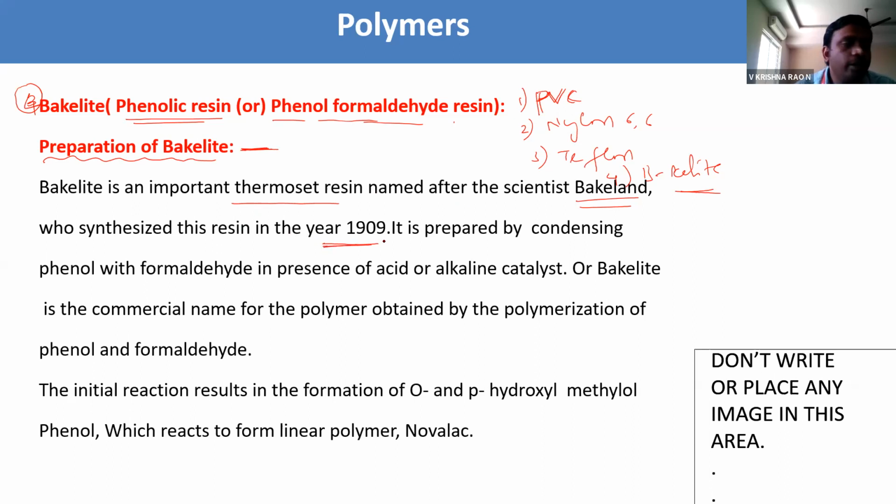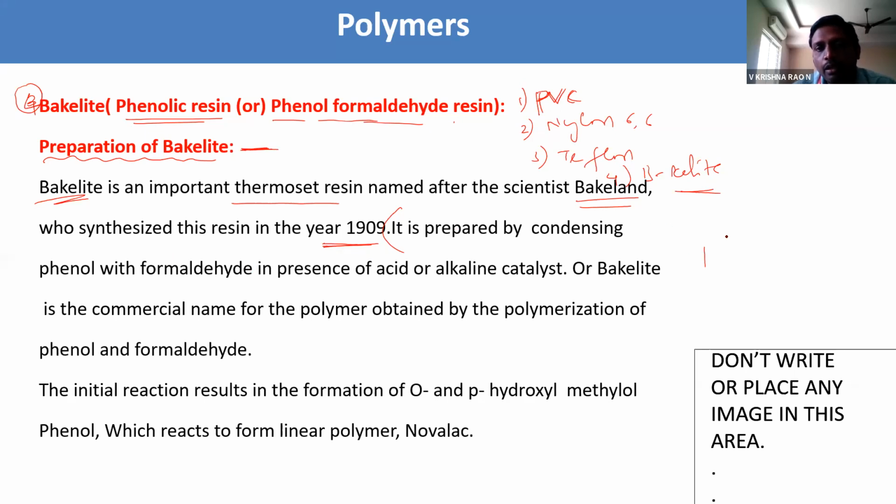In the year 1909, he prepared the thermosetting resin, and the name came from the scientist's own name, that is Bakelite. It is prepared by condensing phenol with formaldehyde in the presence of an acid or alkaline catalyst. Alkaline is nothing but base. It is prepared by condensation of phenol and formaldehyde.